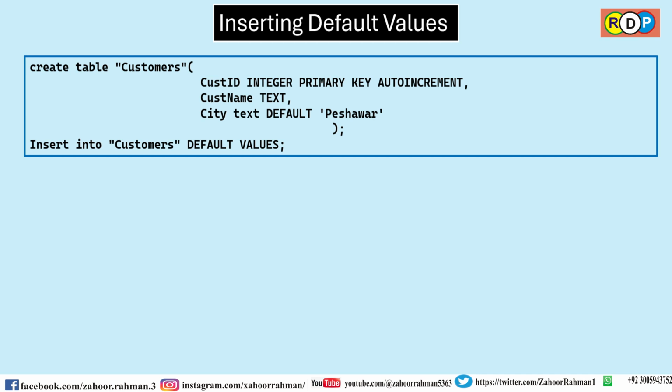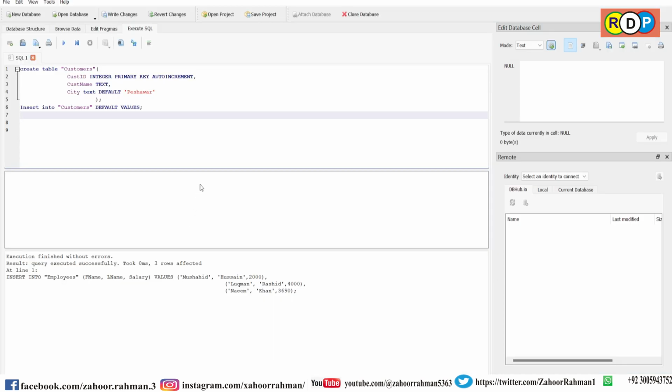Let's do that practically in the DB browser. Dear learner, I have written those two statements in a single cell. That is, first it will create the table customers and then it will insert the default value inside it. Let us run this code and see whether the customers table is created or not, and the first row will be inserted with the default value Peshawar as indicated here. So let us run it. Yes, we executed the command successfully.